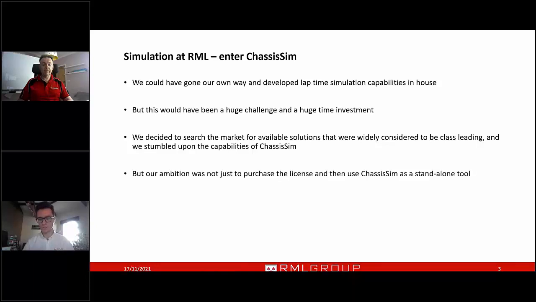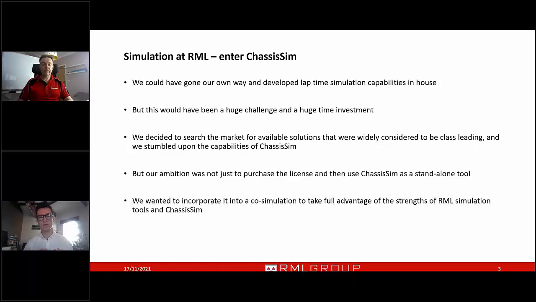But our ambition wasn't just to purchase ChassisSim as a standalone license and then use it as a standalone tool separate from our other simulation environments. No, we wanted to actually incorporate the capabilities of ChassisSim and make them work together in a co-simulation with the powertrain models that we've been developing in-house in the MathWorks MATLAB environment. But then the question was, how do we go about achieving it?